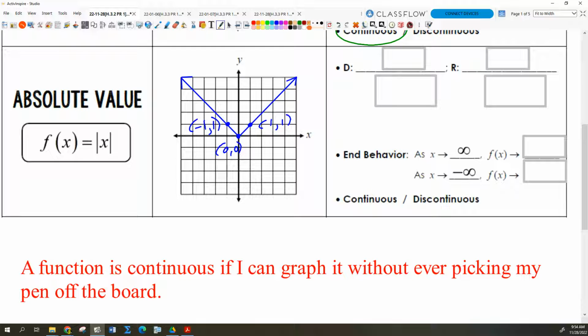Okay, what do you think the domain is here? Mackenzie, what do you think? Say it again. To infinity. Yep, so all reals. Good. You got it. Negative infinity to infinity. Okay, what about the range, Miranda?